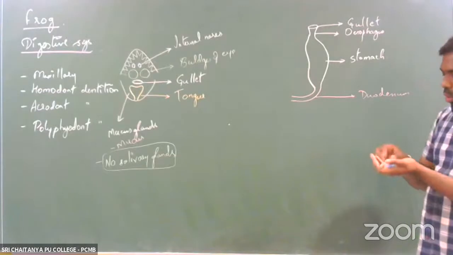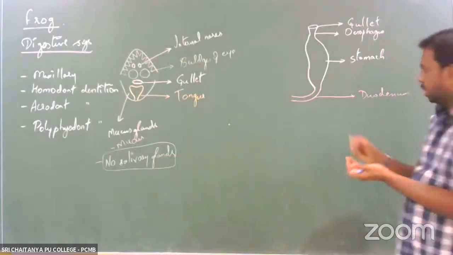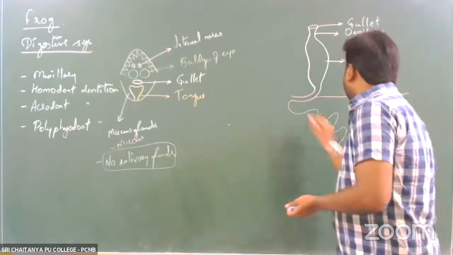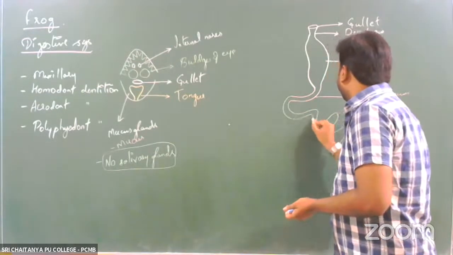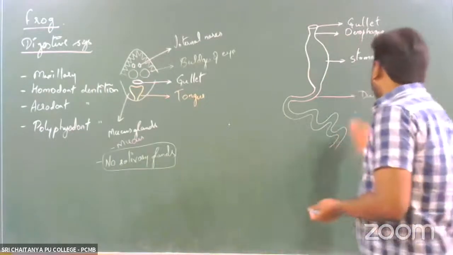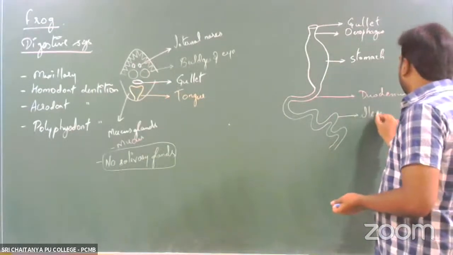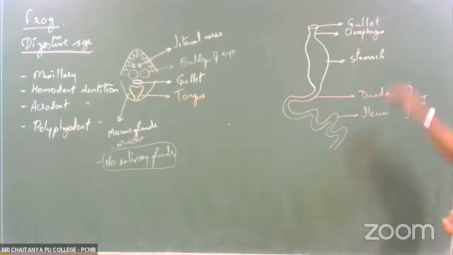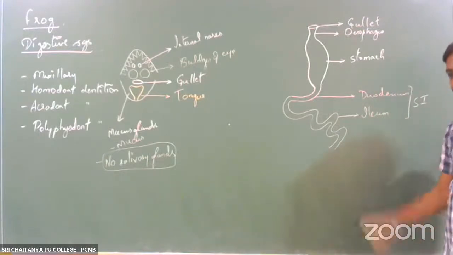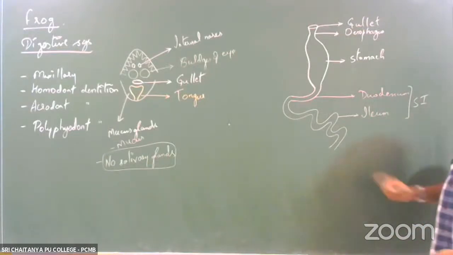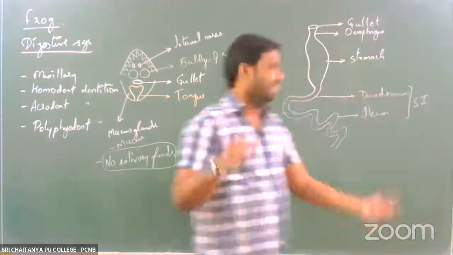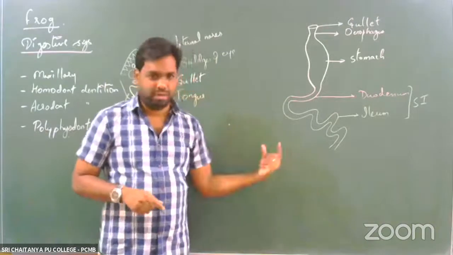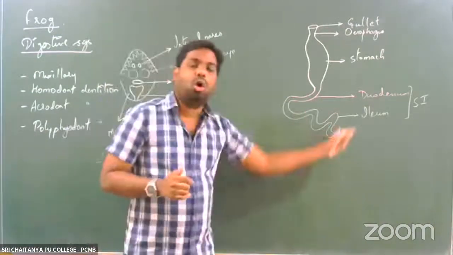Now this duodenum opens up into another coiled structure, which is called the ileum. The duodenum and ileum together we call the small intestine. Remember, the duodenum is a small part, a straight tubular structure, while the ileum is the longer part of the small intestine, and it is a coiled structure.